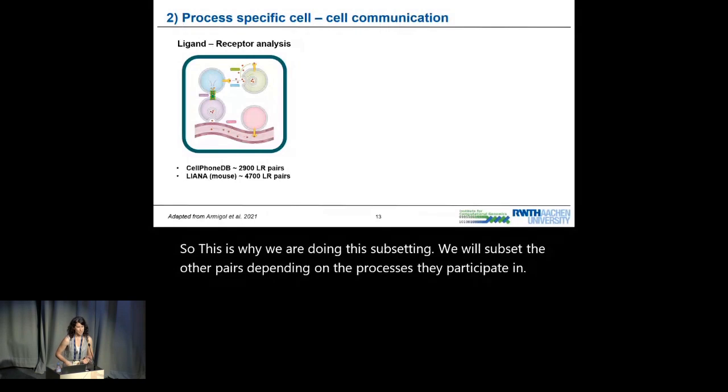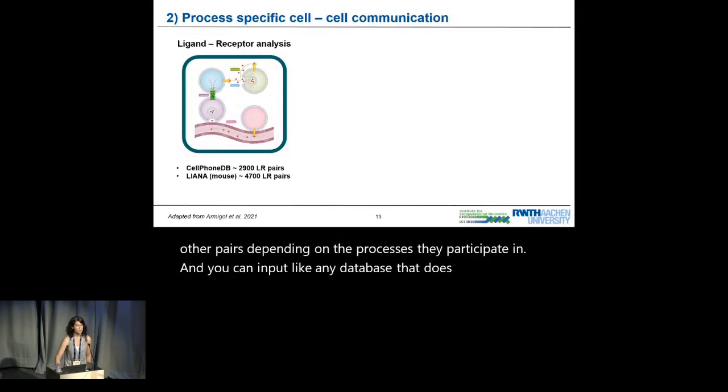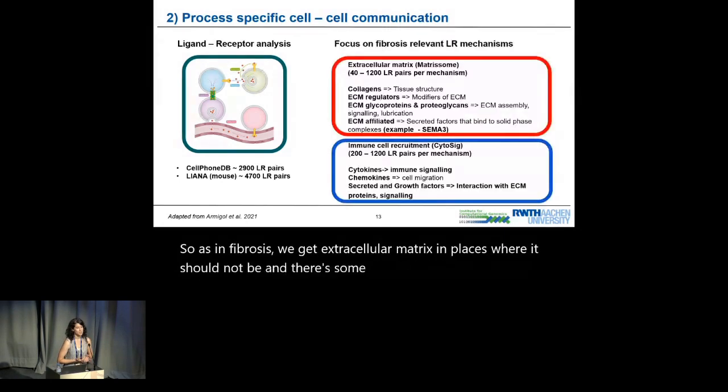You can input any database that does this. In this case, I will talk to you about a fibrosis example. In fibrosis, we get extracellular matrix in places where it should not be, and there's some immune cell recruitment related to this. We are testing for processes related to this.